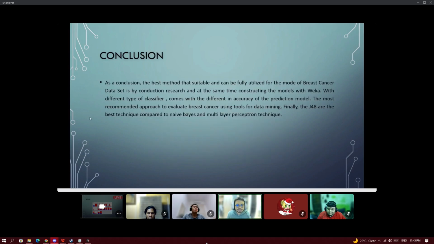As a conclusion, the best method that can be fully utilized for the breast cancer data set, through research and at the same time constructing the model with WEKA, is that different types of classifiers come with different accuracy of the prediction model. The most recommended approach to evaluate breast cancer is using a tool for data mining. Finally, J48 is the best technique compared to Naive Bayes and the multi-layer perceptron technique.